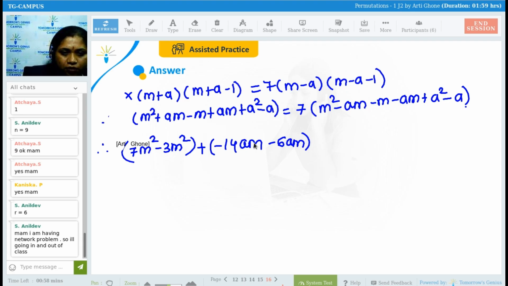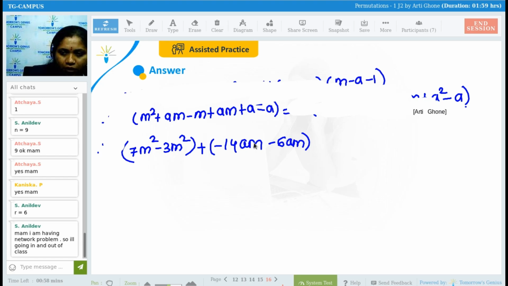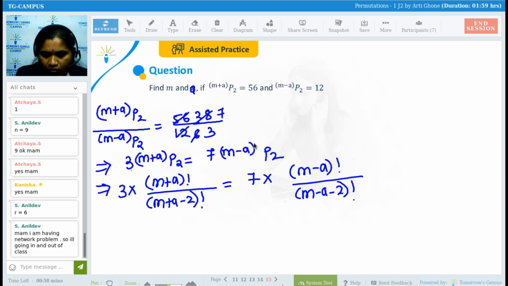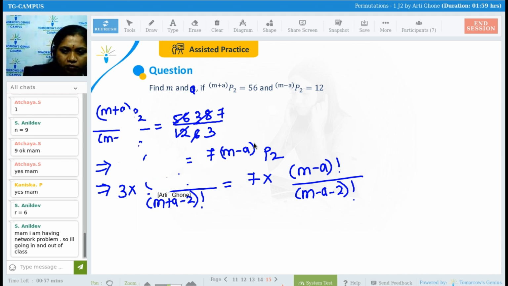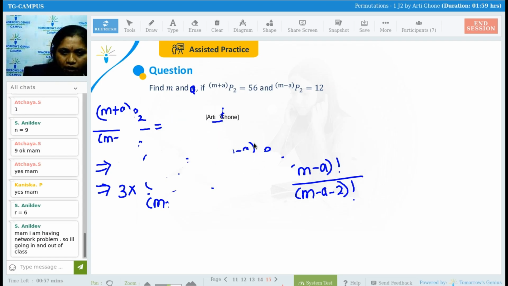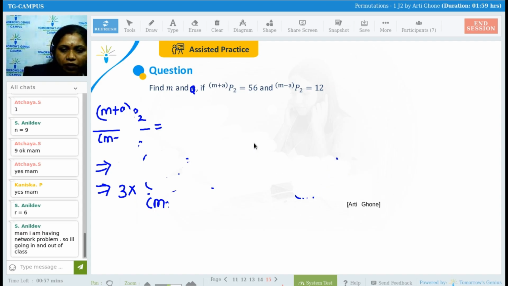Okay, we'll do one more thing. Pay attention. We'll take it with another method, since this one is getting complicated. See here, everyone have your look on the text given over here. Find the value of m and a. If these two equations are given, we'll solve them one by one. Instead of the ratio, let's take one equation and then the other. Clear?